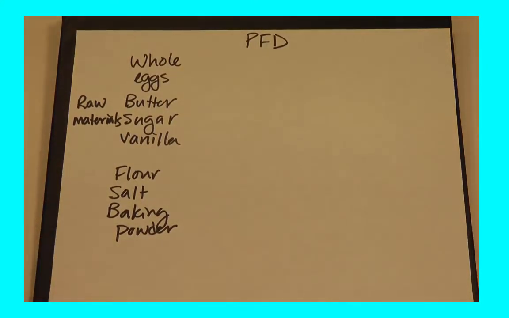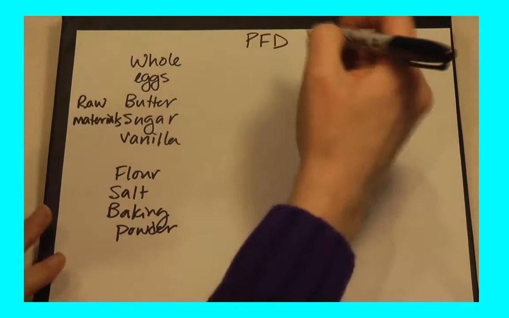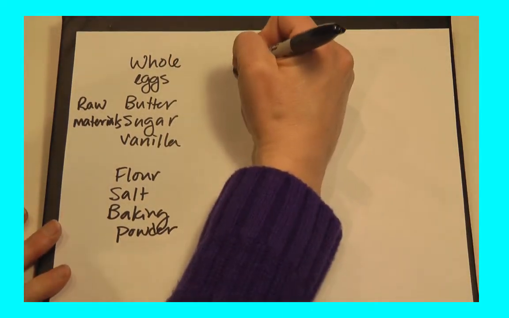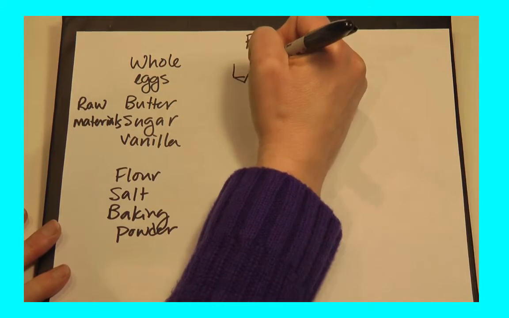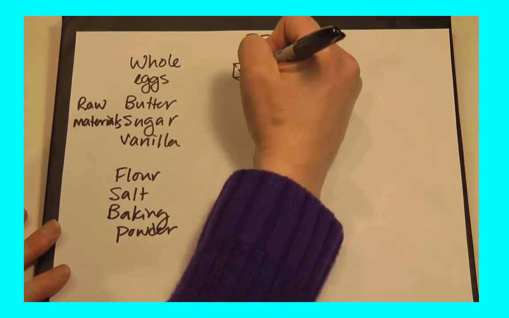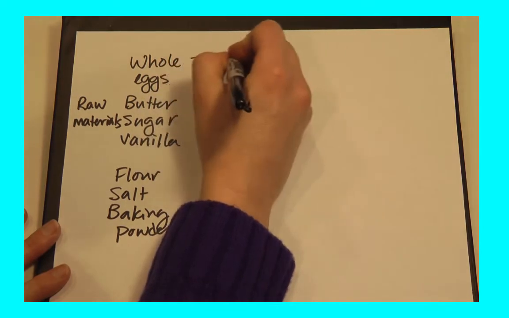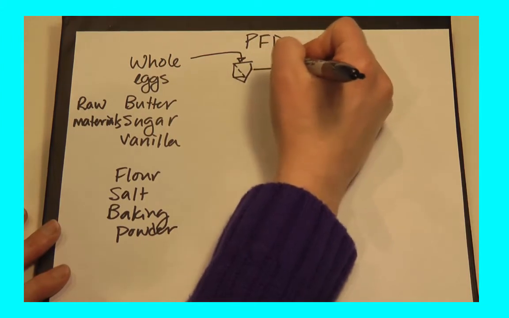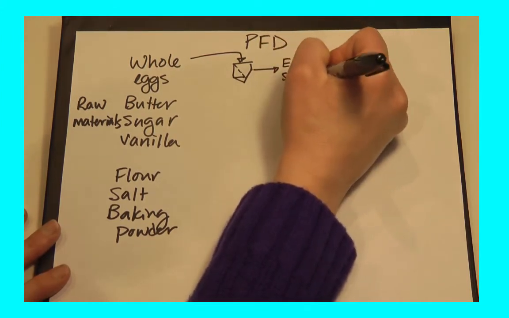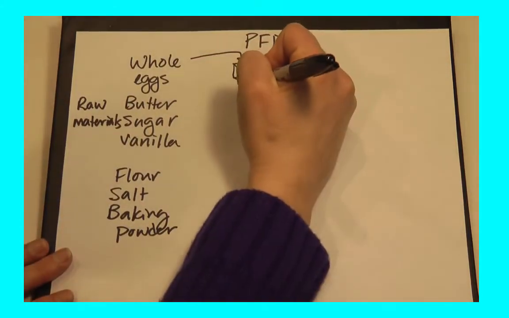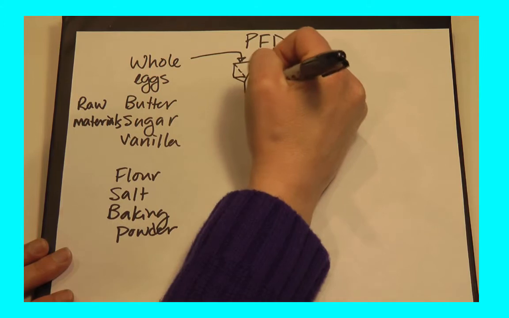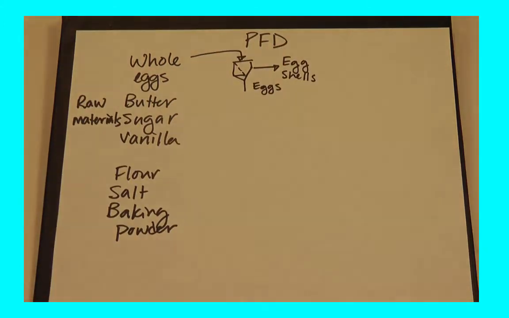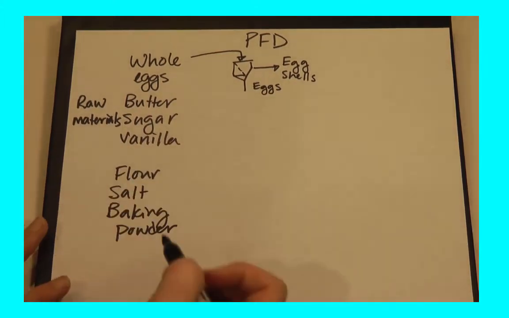And I'm going to draw shapes that would represent operations or units in the process. And for my whole eggs, I'm going to throw those into a separator. So the whole eggs go in, and I'm going to take out eggshells. And then I'm going to take out eggs. Usable part of my eggs. Now I can further process those eggs and use those.